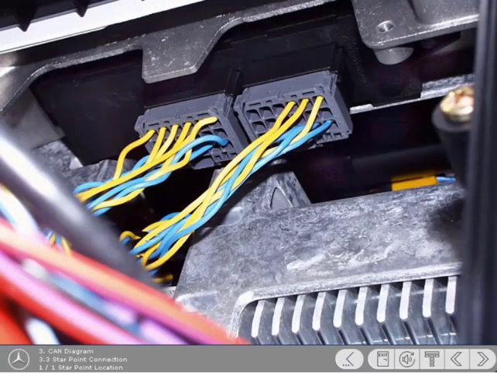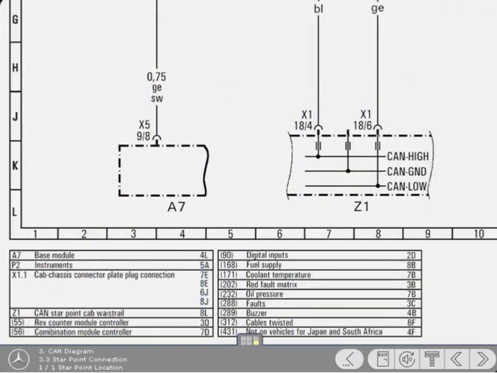The two CAN cables join at a central point at the front of the vehicle on the cab waist rail. This junction point is known as the star point connection. On the diagram, the star point connection is shown like this, with the CAN high and the CAN low cables clearly labeled.